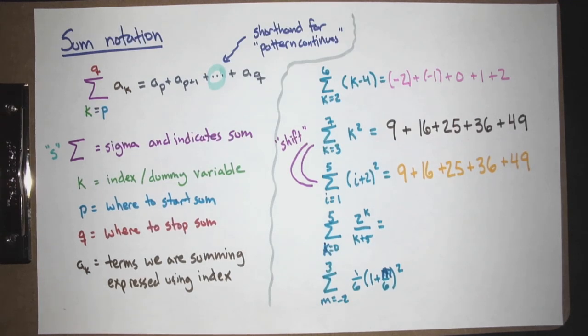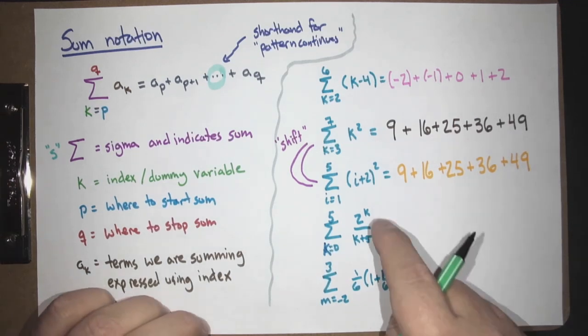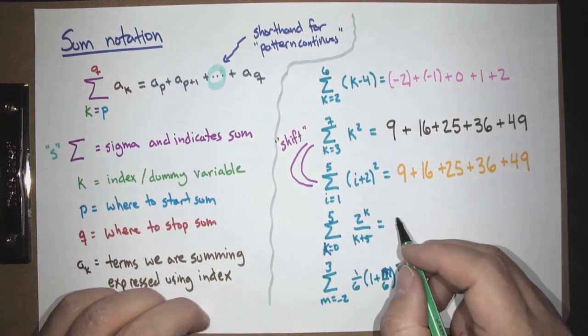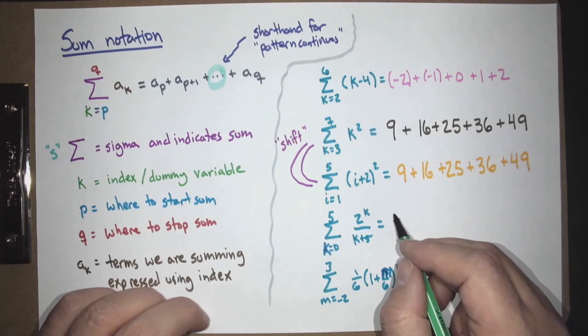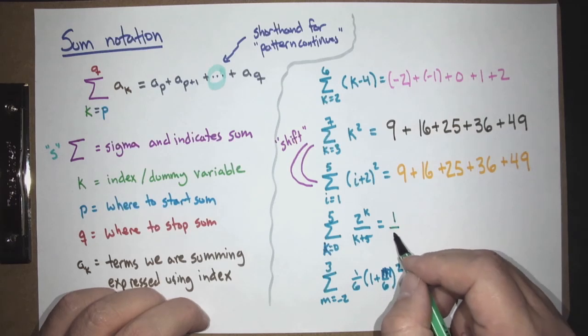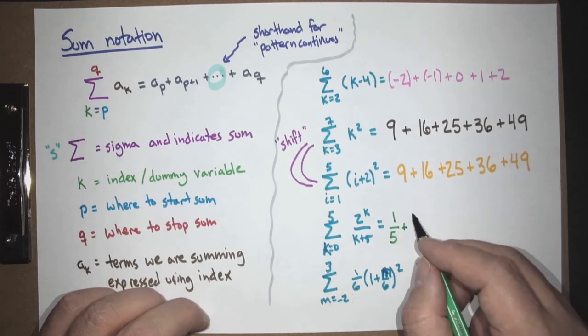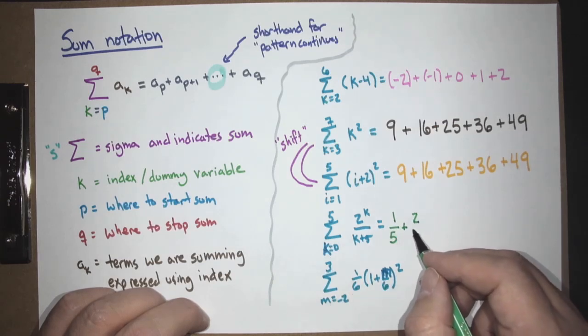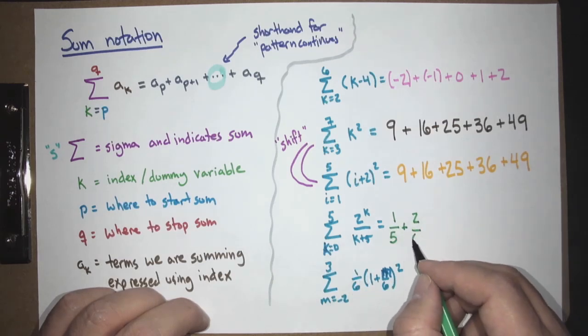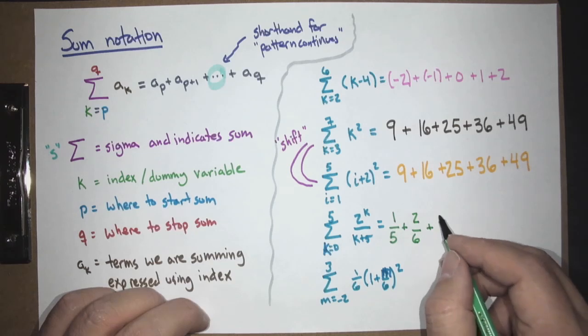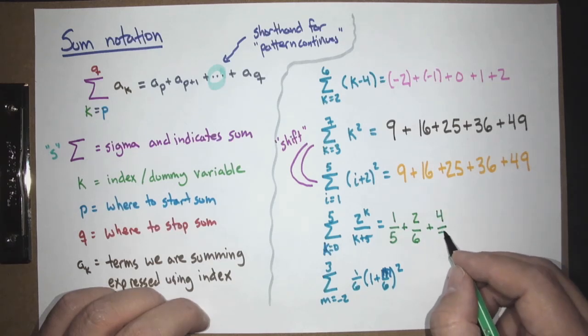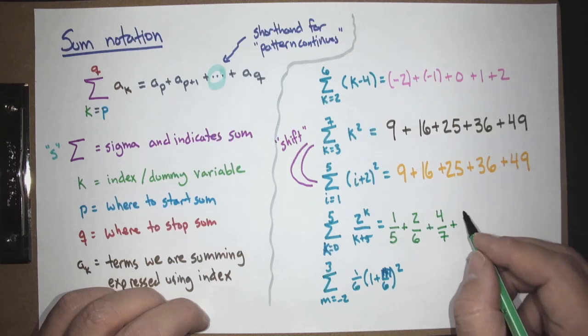So, for k equals 0 to 5, 2 to the k over k plus 5. At k equals 0, 2 to the 0 is 1. 0 plus 5 is 5. For k equals 1, 2 to the 1 is 2, and 1 plus 5 is 6. 2 squared is 4, 2 plus 5 is 7. 2 cubed is 8.